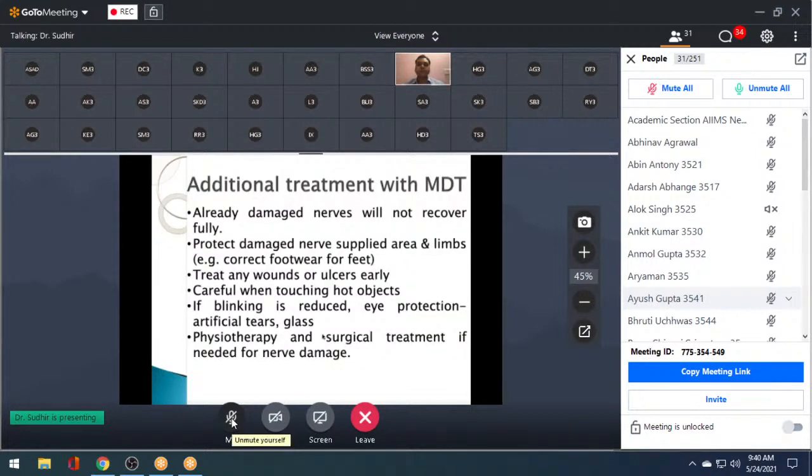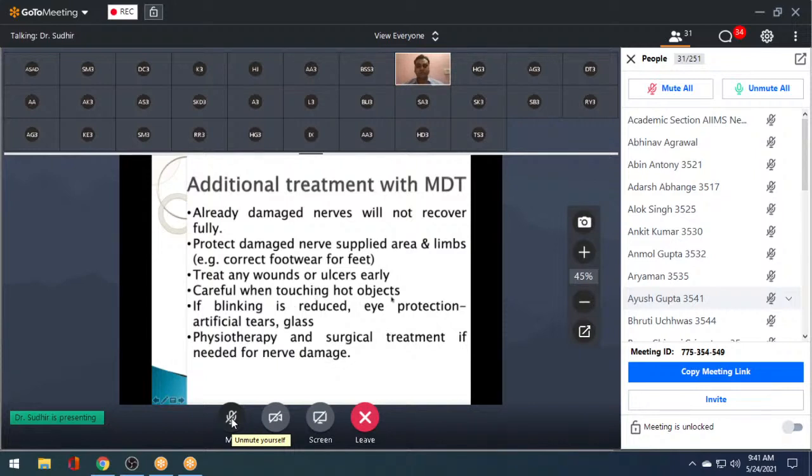So additional treatment with MDT, yes, it is not only MDT treatment that is required. Along with that, you have to take care of these conditions. Already damaged nerves will not recover fully, so you have to give additional treatments for these cases. Protect the damaged nerve supplied area and limbs. Correct footwear for the feet is to be provided. Treat any wounds or ulcers promptly. Because there is nerve damage, ulcer healing will be delayed, or there will be potential reinfections. So treat any wounds or ulcers properly.